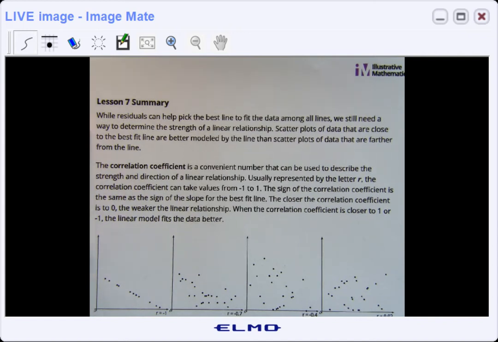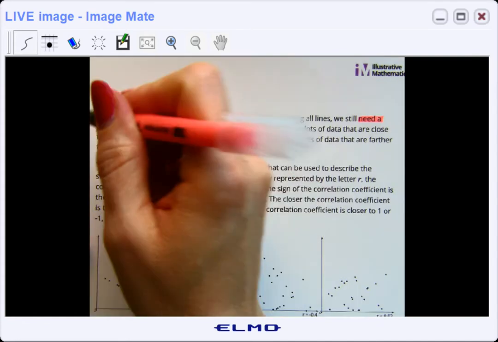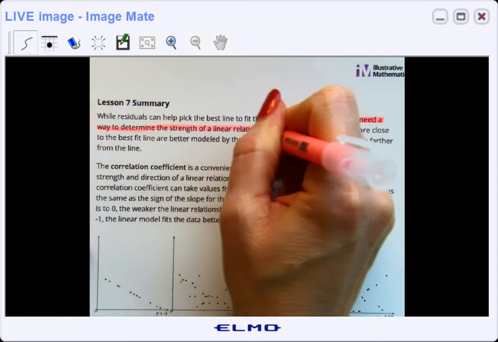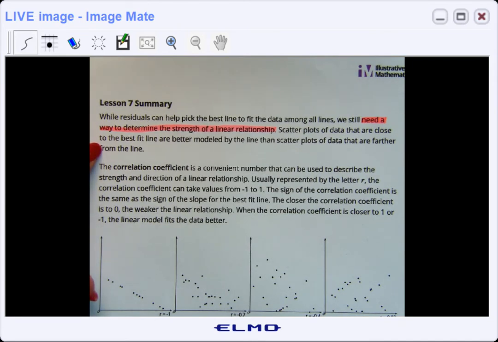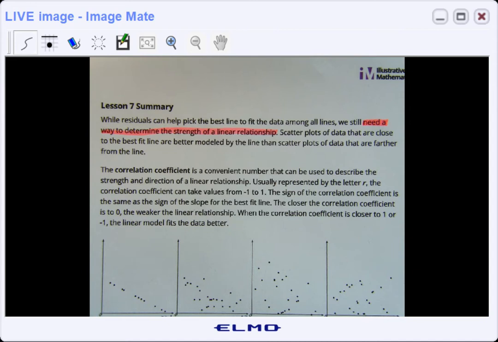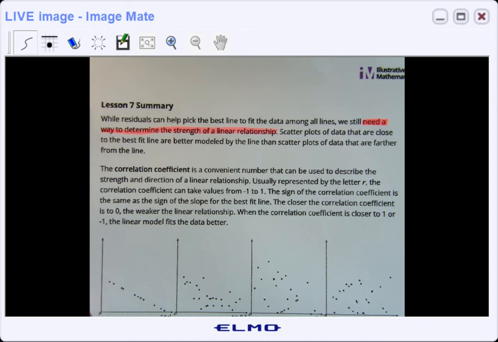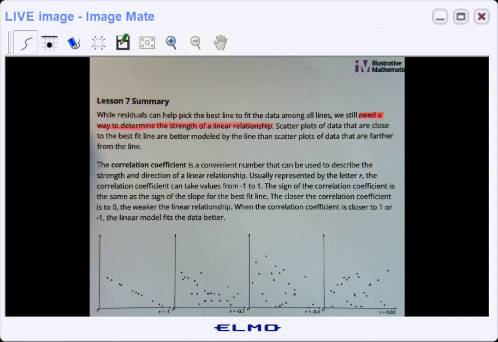And basically, the big idea for the lesson is that we need a way to determine the strength of a linear relationship. So when we're looking at scatter plots, we want to understand the strength of how well the points are connected. How correlated are they? Scatter plots of data that are close to the line of best fit are better modeled by the line than scatter plots of data that are further away from the line. So when you're thinking about using your line of best fit to make some estimates, it gives you an idea of how accurate your estimate might be based on how close the data actually is to that line.